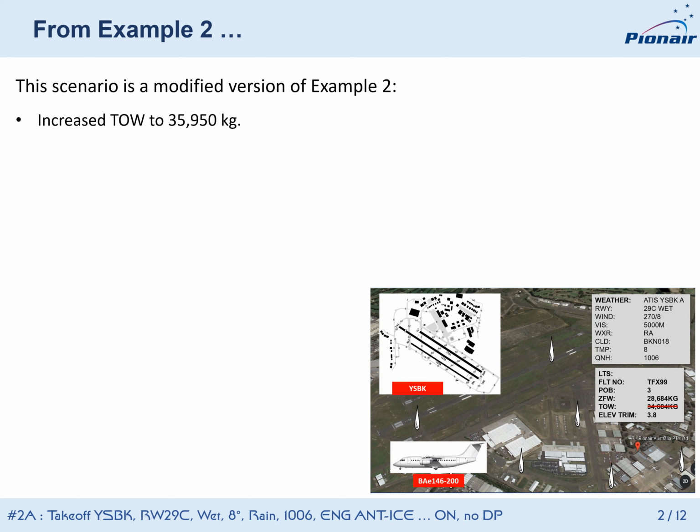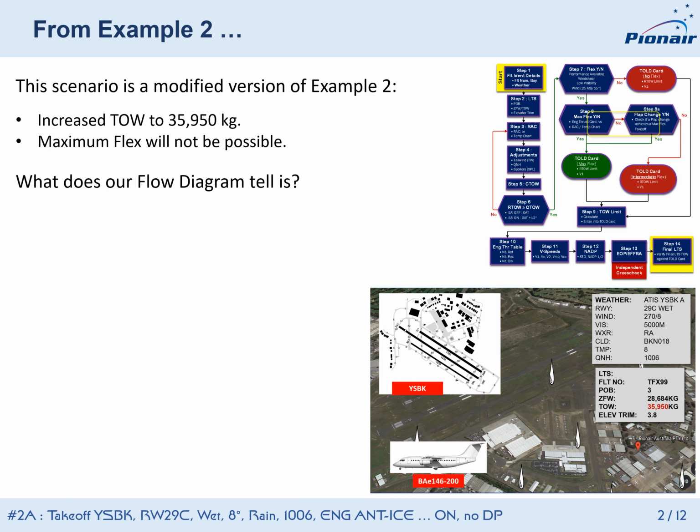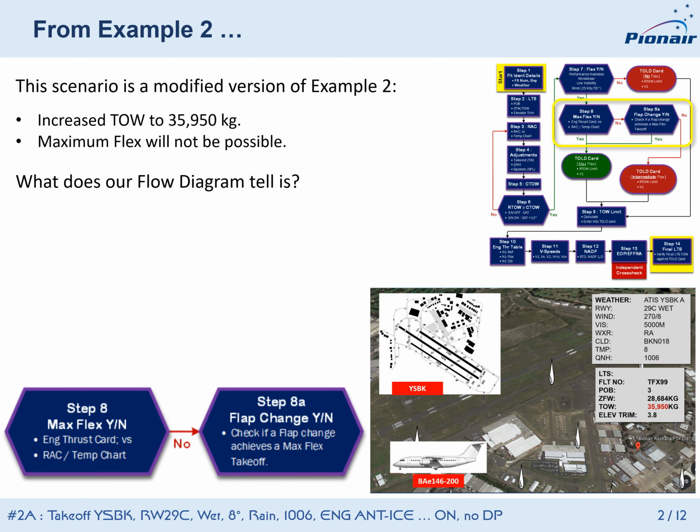However, now we're going to increase the TOW a little to 35,950. This in turn will increase the corrected takeoff weight and eventually preclude us from using maximum flex and take us down a different route in the procedure. So what does our diagram tell us? Looking at step 8 and 8A, if we can't achieve max flex, we're going to consider a different flap setting to see if we can optimize the performance solution.